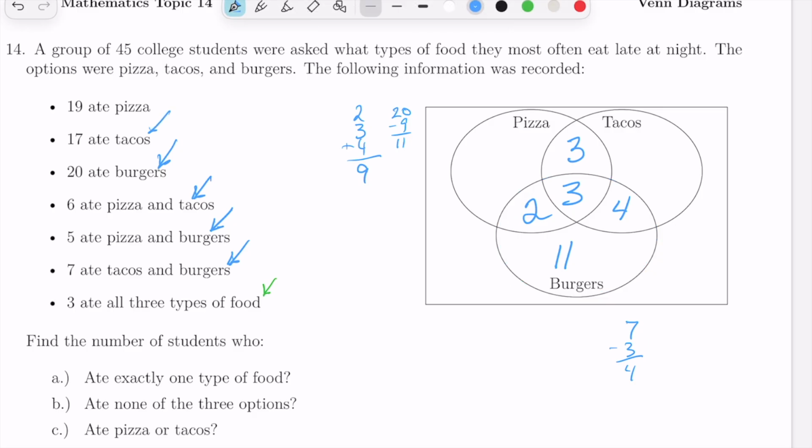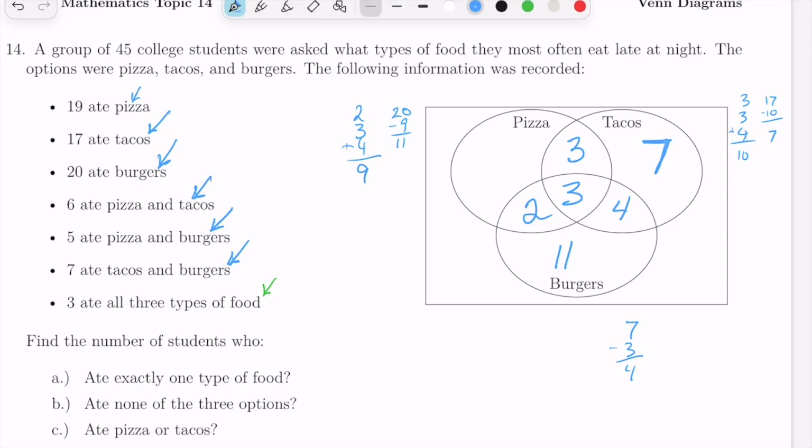We need 17 people who ate tacos. So the whole taco circle should have 17, but I already have 10 in there. So I'll do 17 minus 10, which means I need 7 more. There were 7 people who said, I eat tacos exclusively. I only eat tacos late at night.